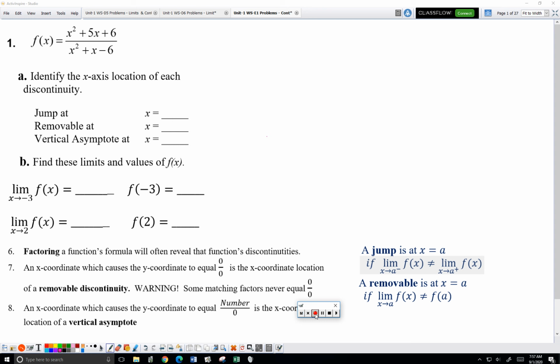So the notes right here, number 6, 7, and 8, those are newly added, so we haven't seen those before. Today's homework really isn't very different than what you've been doing. It's just adding one little element and trying to get you to see how things connect.